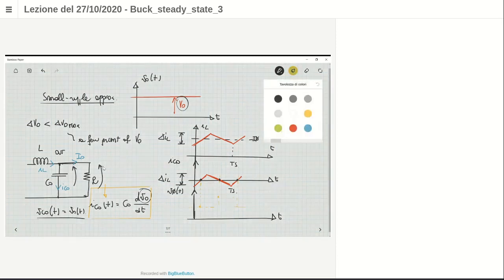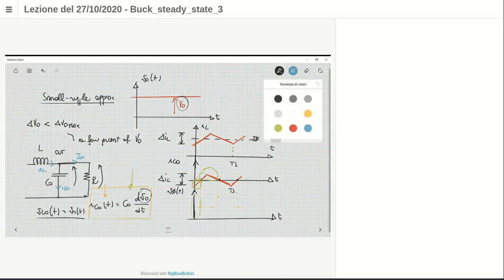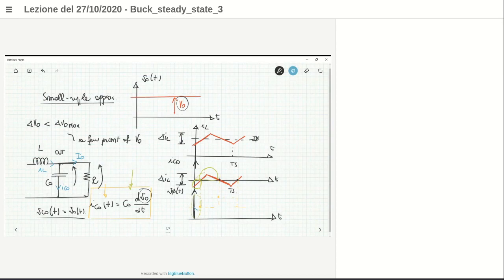Then look at this part of the current here. The current is negative. So what does it mean, looking at this expression? That the rate of change of the voltage is negative. So the dV0 over dt is negative, which means that for this region the output voltage has a negative slope. In this interval, where the current is positive, the variation of the voltage versus time is positive. So it should not be surprising that the output voltage has a behavior something like this.